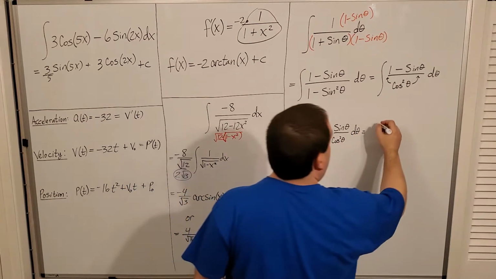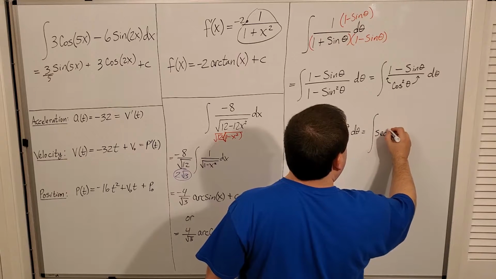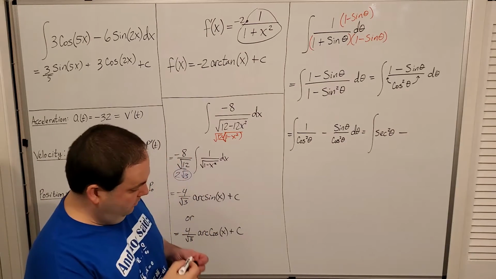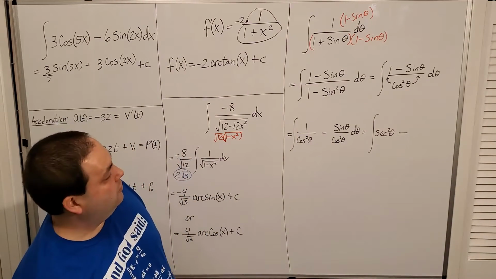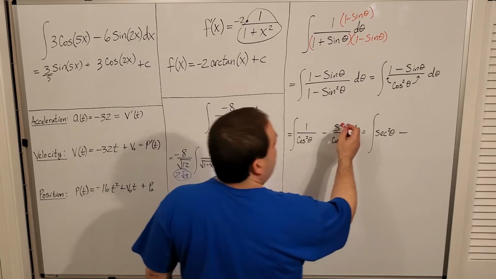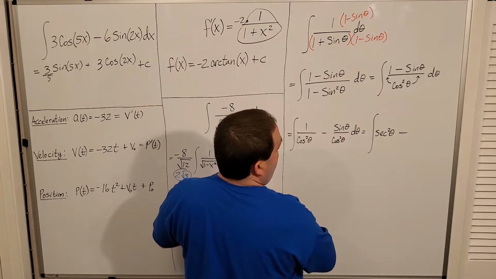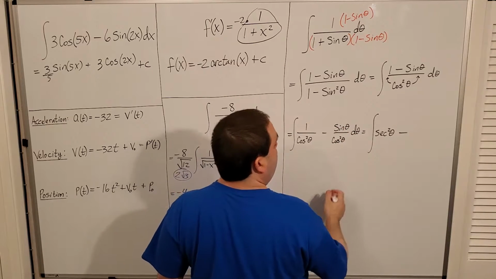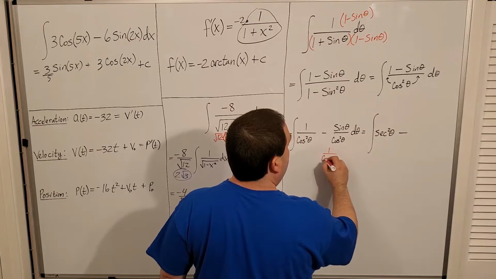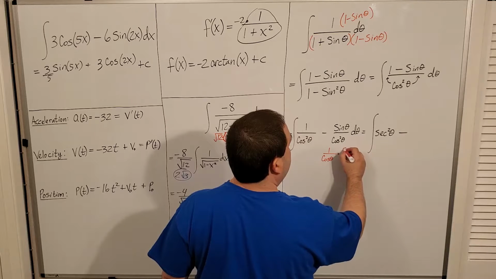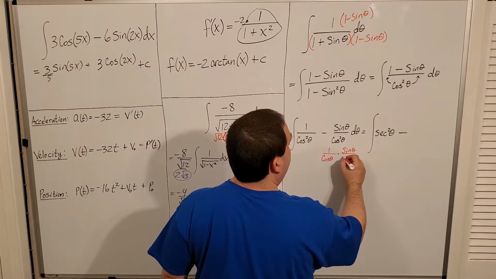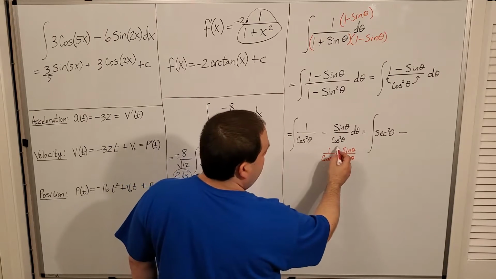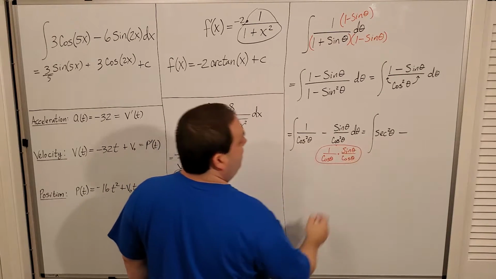1 over cosine squared is secant squared. I hope you're getting excited about that one. That's one of our antiderivative rules, right? Now right here, sine theta over cosine squared theta, what I'm going to momentarily do is split this as a multiplication into 1 over cosine theta times sine theta over cosine theta. Notice that this is the same thing as that, right? I just kind of unmultiplied it a little bit.